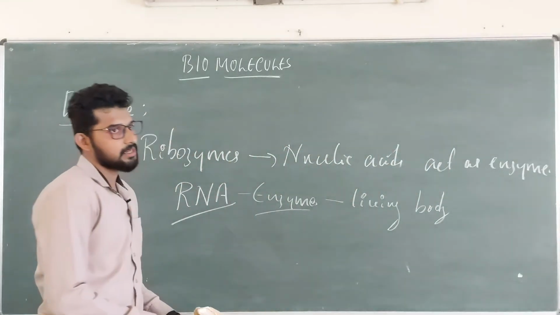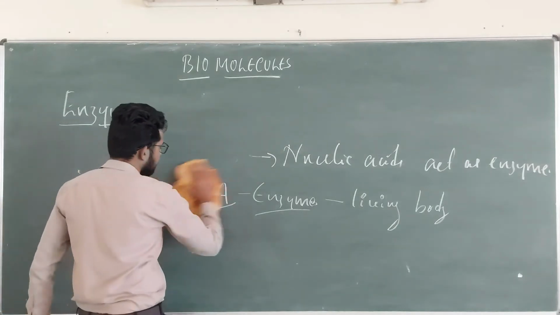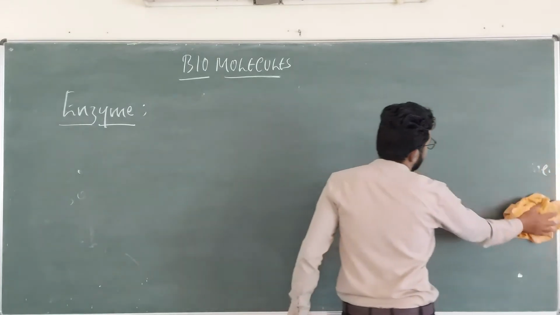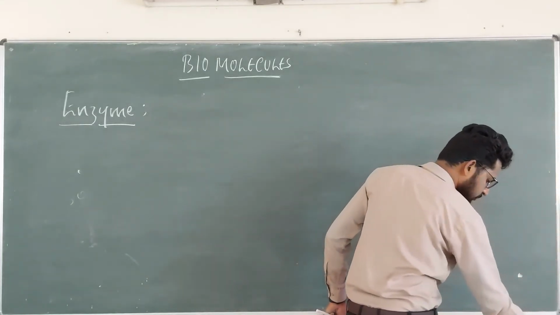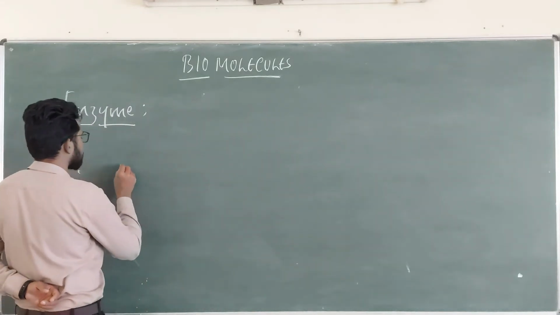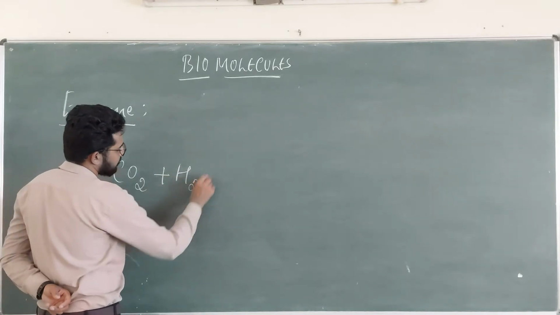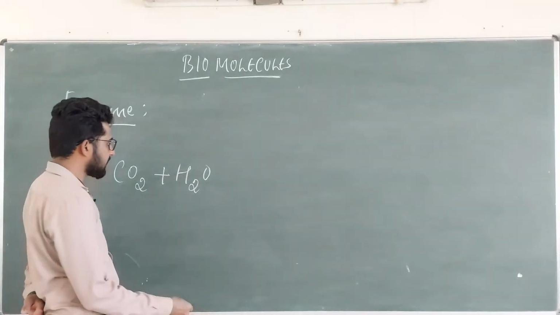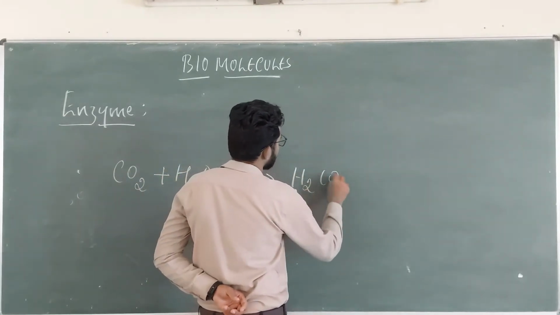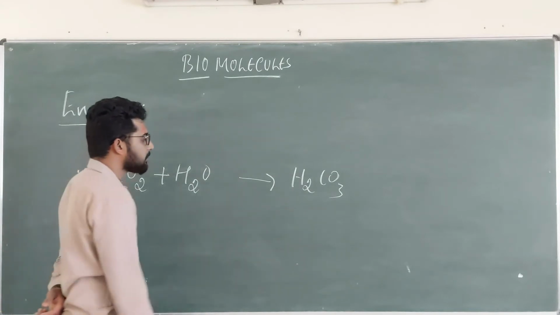What if we don't have an enzyme? What if you have the presence of the enzyme in the same reaction? What may be the difference? We'll see that. Okay, what is the reaction? Dear students, you must know here. Let us have a reaction. When carbon dioxide is reacting with water, you can find the presence of H2CO3. Okay, not well balanced here. H2CO3, nothing but carbonic acid.